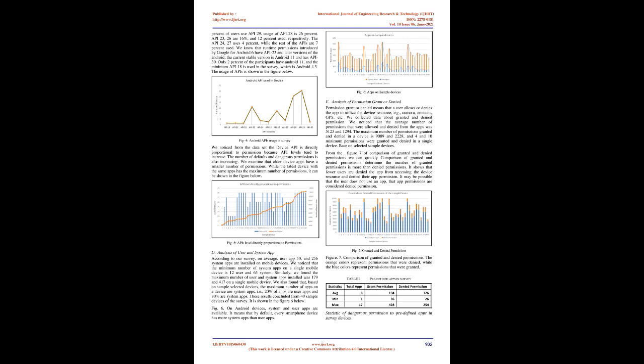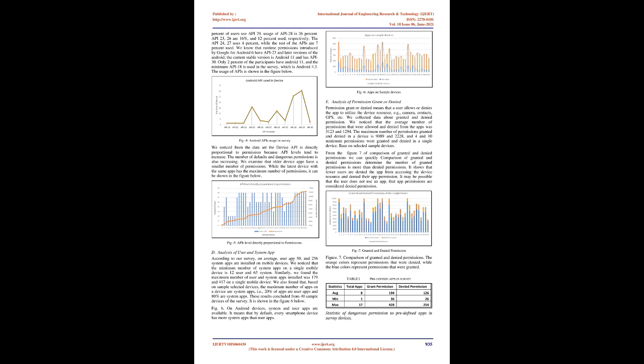We know that runtime permissions were introduced by Google for Android 6, which has API 23, and later versions of Android. The current stable version is Android 11 and has API 30. Only 2% of the participants have Android 11, and the minimum API 18 is used in the survey, which is Android 4.3. The usage of APIs is shown in the figure below. Fig-4, Android APIs usage in survey.